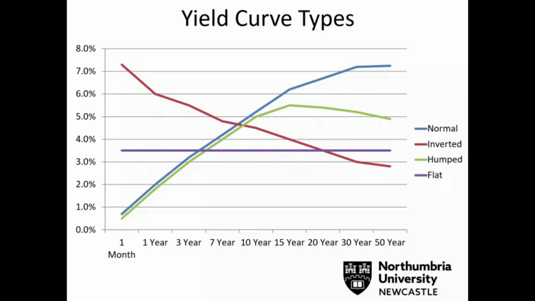And then from humped, you get something that's more flat. And this is where the likes of inflation starts to become zero, or the inflation change starts to become negative.